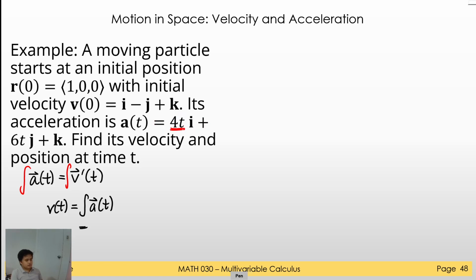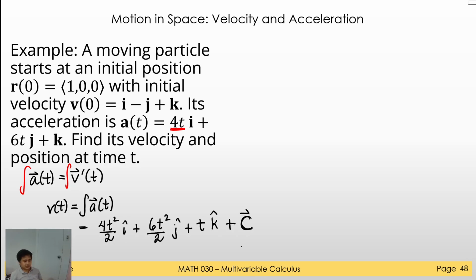So what is the integral of 4t? We have 4t squared over 2, using the polynomial or the power rule. And then we have plus 6t squared over 2 j. And then this is just 1, so the integral of 1 is actually t. Okay? So this is your indefinite integral. We do not have a limit, so we have to add the arbitrary constant c.